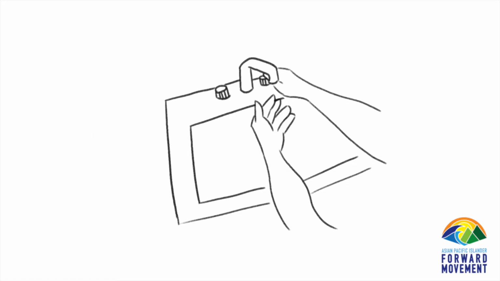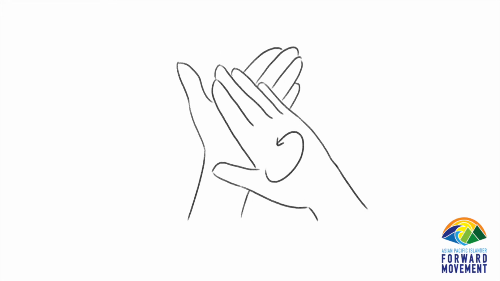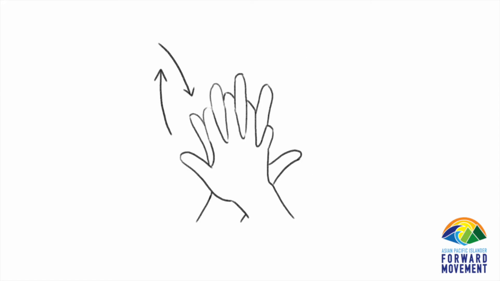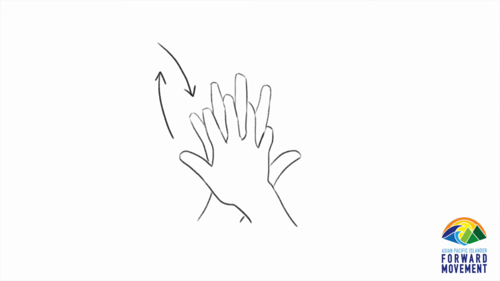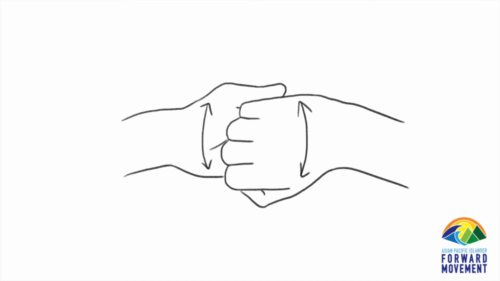First, you're going to wet your hands with water. Then you want to ensure that you apply enough soap to cover all of your hand surface. Then you're going to rub your hands palm to palm. Next, you want to place your right palm over your left dorsum with interlaced fingers and vice versa. Then you will place your hands palm to palm with fingers interlaced. Then you will place backs of your fingers to opposing palms with fingers interlocked.